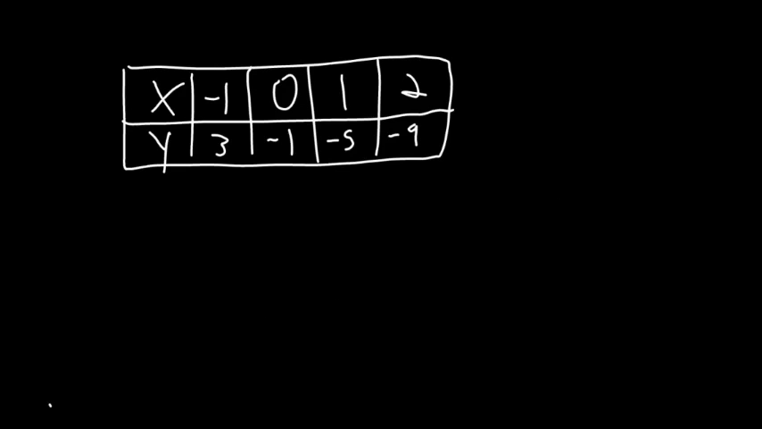Alright, so we have another function table here. So again, we need to come up with the function rule. So again, start with your y's and figure out what you need to do to each of your y's to get your next one. So 3 to -1, that's -4. -1 to -5 is -4, and -5 to -9 is -4.